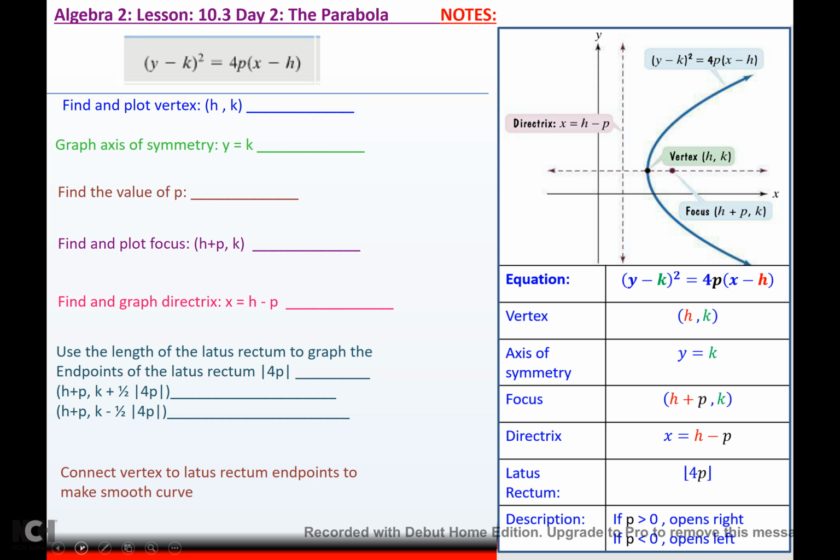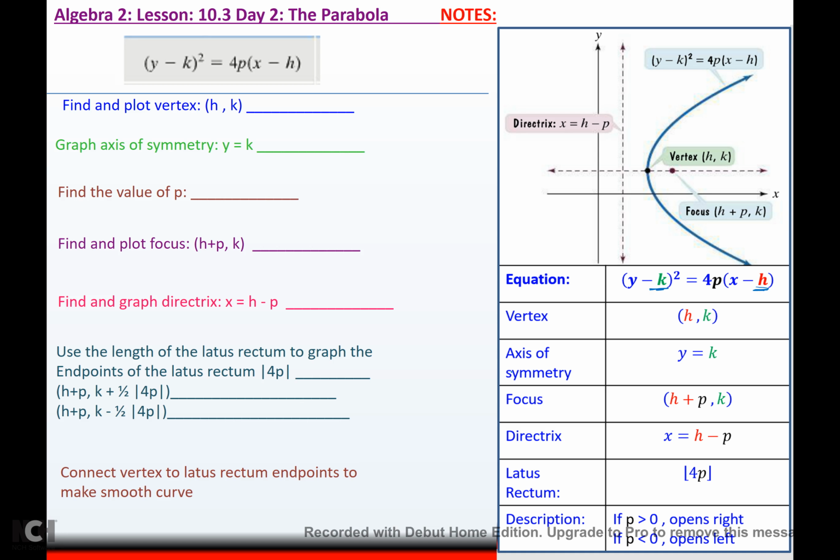Alright? Now, when y is squared, your parabola is going to turn sideways. Alright? If 4p is positive, it's going to open to the right. If 4p is negative, it's going to open to the left. Okay, a lot like when x was squared, your vertex is still going to be at hk. Just be careful. H is still whatever's with x, k is with whatever's with y.